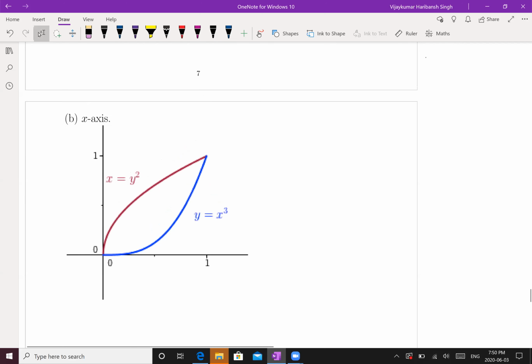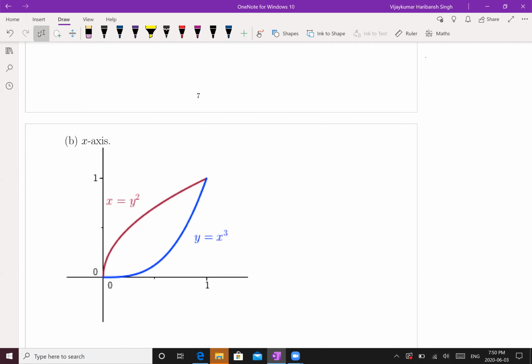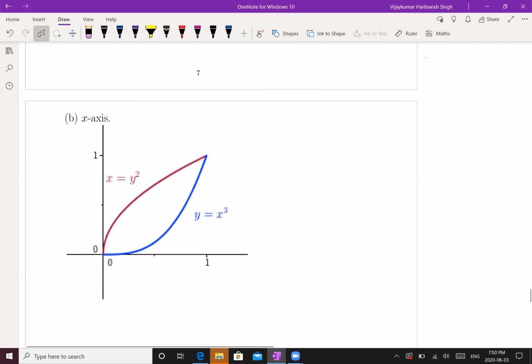Now let's do the same problem with respect to the x-axis. So now we want to rotate this region about the x-axis.